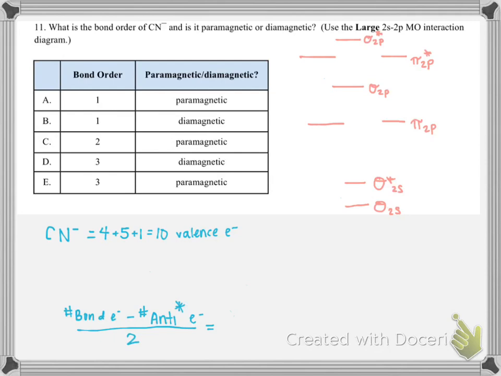So to figure this out, we need to figure out how many electrons are involved in the bonding. Carbon has 4 valence electrons, nitrogen has 5, and because of that negative charge, there's 1 more extra electron, for a total of 10 valence electrons involved in the bonding. When you're just using the valence electrons, we're going to start on the 2s, and then we can fill in our 10 electrons. So we'll have 1, 2, 3, 4, 5, 6, 7, 8, 9, 10.